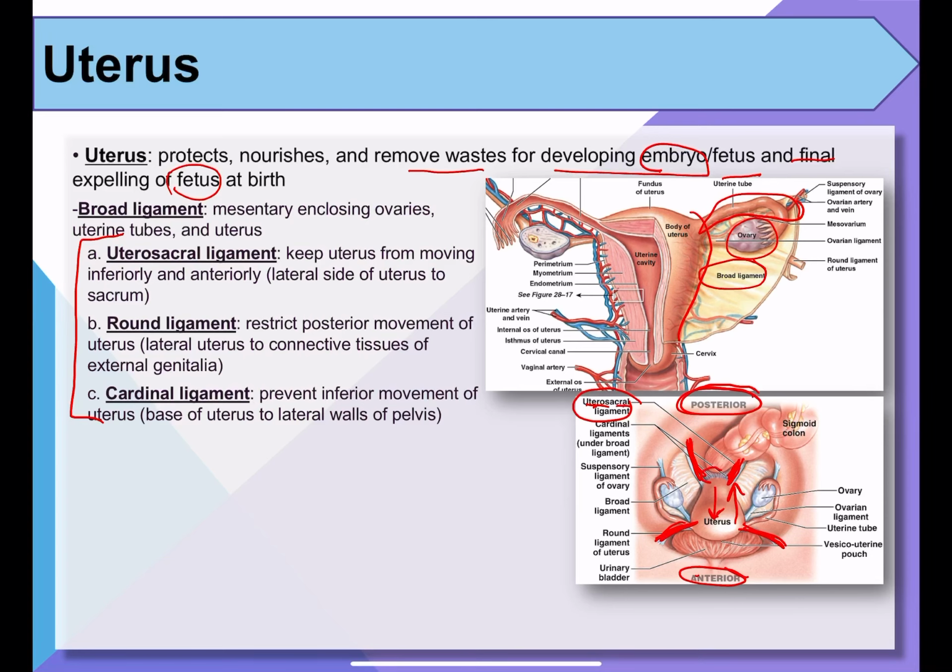And then on the bottom, inferior part of the uterus, you have what are called the cardinal ligaments, which prevent the uterus from moving downwards, towards the base of your pelvis, the lateral walls of your pelvis.